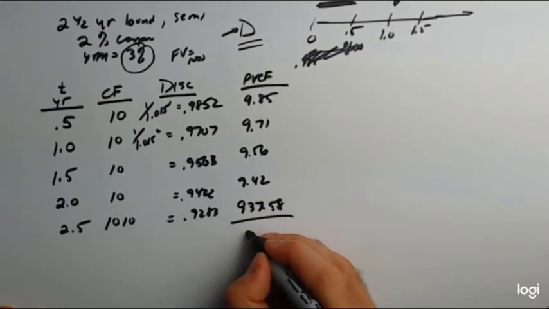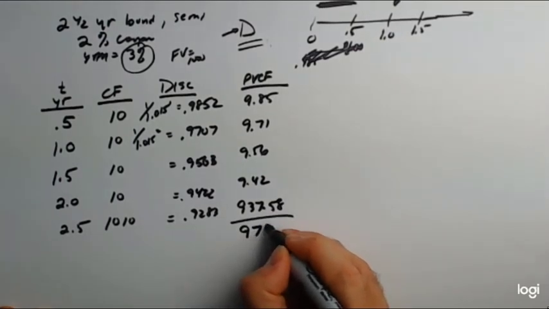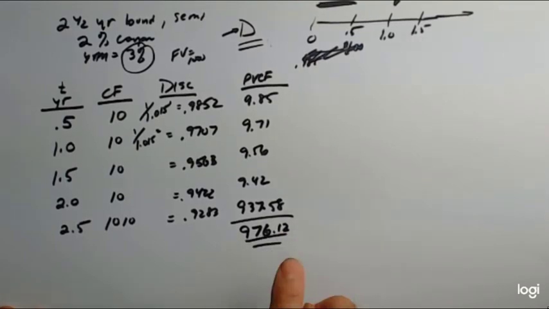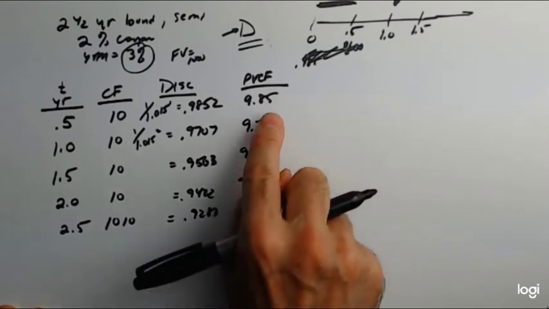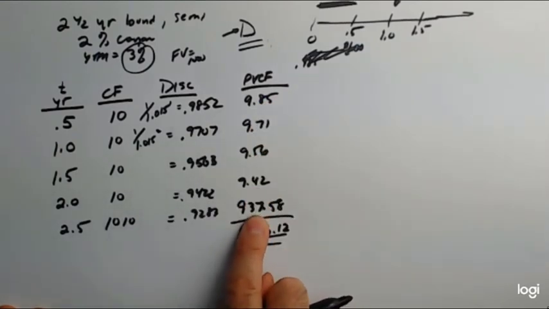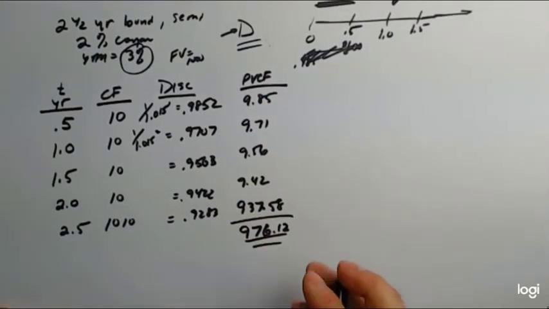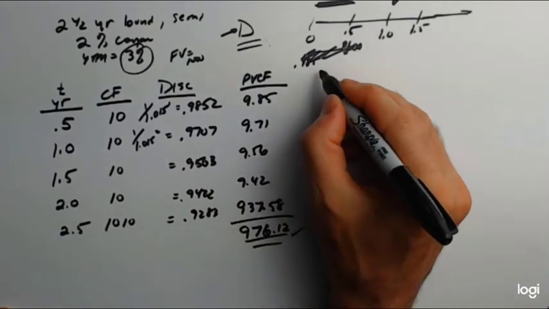So the sum of this comes out to be $976.12. What is that? Well, that's the value of the bond, because the value of a bond is the present value of all its cash flows. Okay, so that's pretty easy. We'll keep this in mind. Hold that thought, so to speak. We're going to use it again.